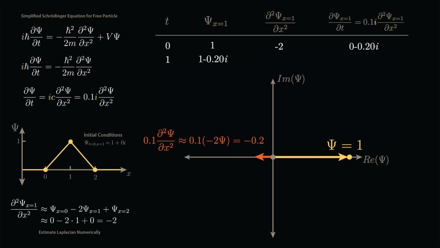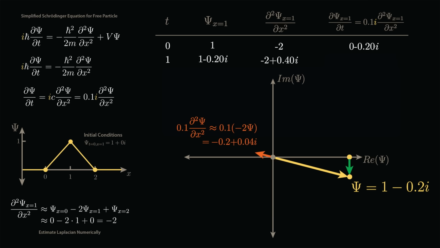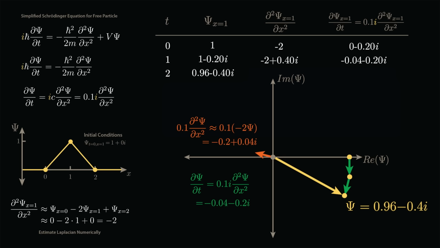Now importantly, before we add this result to update our current value of psi, Schrödinger's equation tells us to multiply by I, which on the complex plane rotates our vector by 90 degrees to the left. We then add this vector to our current value of psi to compute the next value of psi. Repeating this process, we estimate the second spatial derivative of our new wave function, which again flips psi across the origin. We again scale and rotate by 90 degrees, and update psi with our new value of d psi dt.